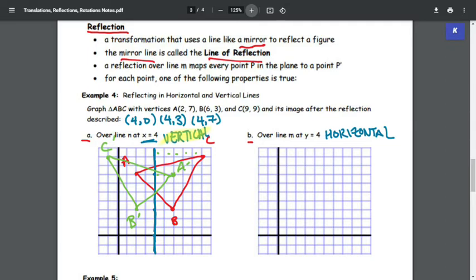So for B, I want you to try that one on your own. You already know what line it is. You're going to use the exact same triangle as the one in A, so just copy that triangle down again, and then reflect it, but this time it's going to be over y equals 4.